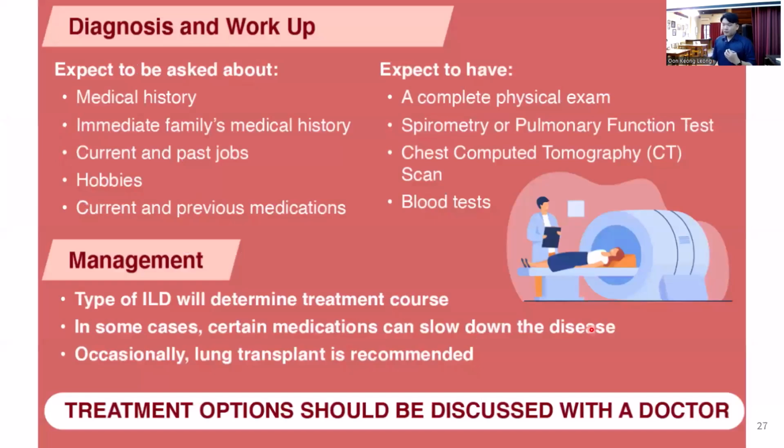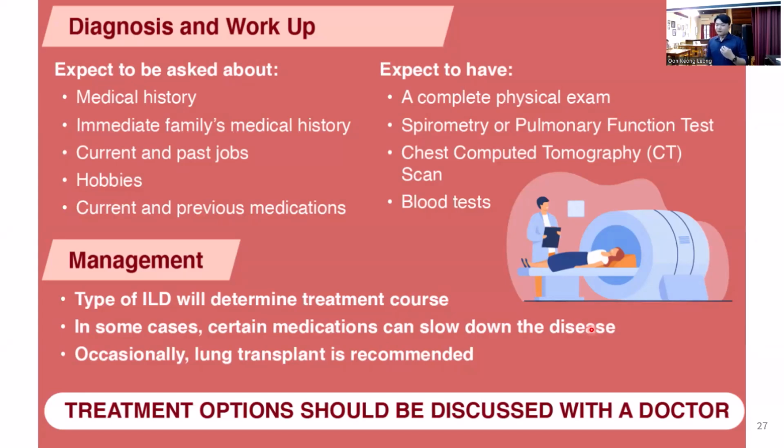So what you need to do when you suspect that you have interstitial lung disease. You will be expected to give your medical history, your family medical history, your current job and hobbies, and past and current medication, and you will be expected to complete a physical examination, spirometry, pulmonary function test, a CT scan of the lung, and a blood test.